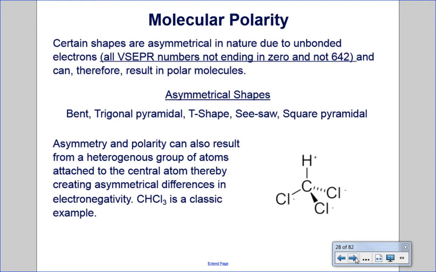Let's look at CHCl3 for an example. CHCl3 has a shape of 440. However, it is not symmetrical because you don't have the same atoms surrounding the central atom, and the electronegativities between carbon and hydrogen and carbon and chlorine are different. In fact, carbon-hydrogen is considered a non-polar bond. Therefore, even though it has a shape of 440, it is not symmetrical, and therefore this would be a polar molecule.